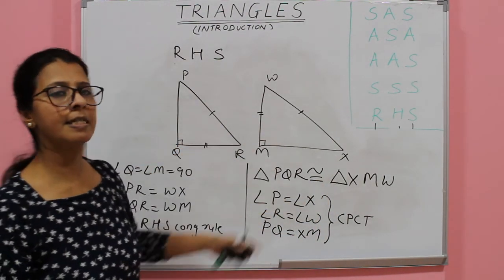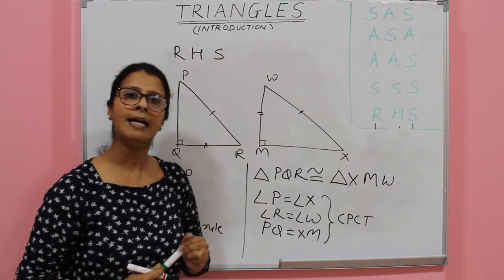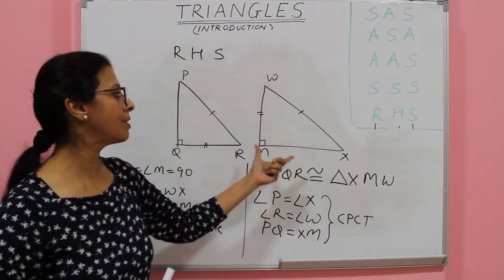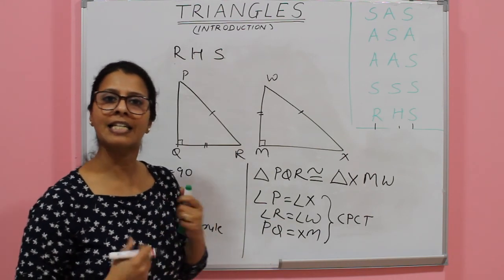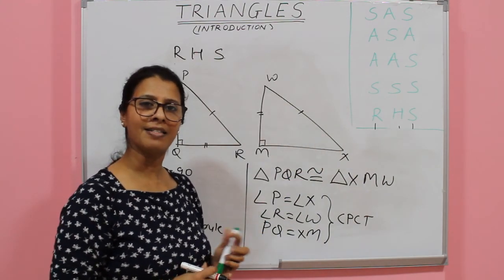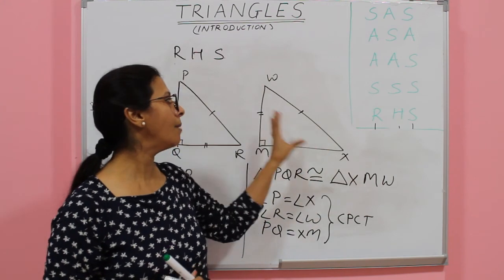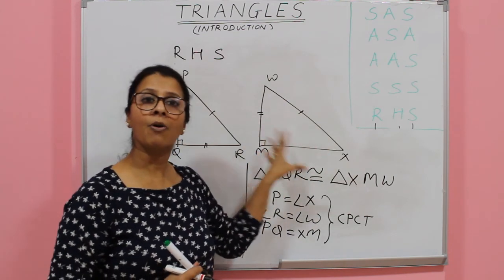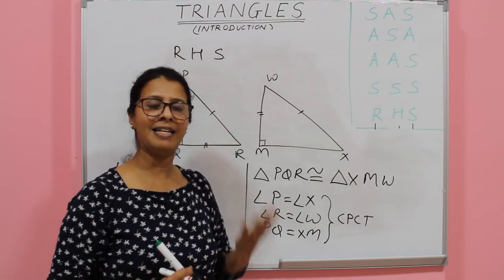So what are the congruency tests? SAS, ASA, AAS, SSS and RHS. So these are all the congruency rules which we are going to use in the problem solving. Now in the next video we will do the problem solving based on these things, and there are also inequalities. So nothing to worry, just you have to revise these things, and you should be able to mark the things properly in your diagram. The moment you mark properly in your figure, it becomes very easy to solve.